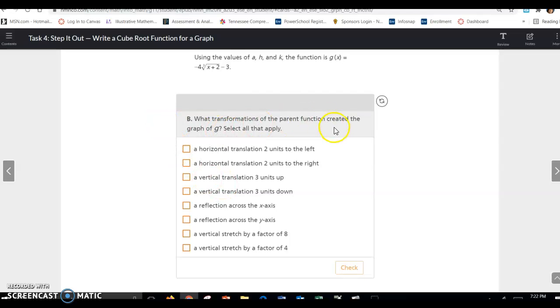What transformations of the parent function created the graph of g? Select all that apply. All right, horizontal. The horizontal movement here is opposite the sign. So it's +2, so I know it's going to go left 2 units. All right, this is a -3, so I know it's going to go down 3 units. All right, this is negative, is outside, so I know it's going to be a reflection across the x-axis. And then it has a vertical stretch by a factor of 4.